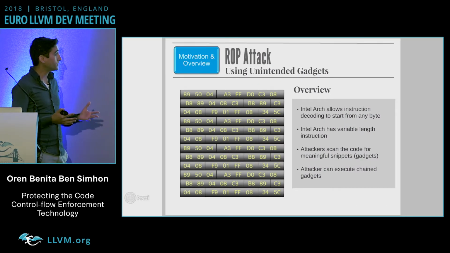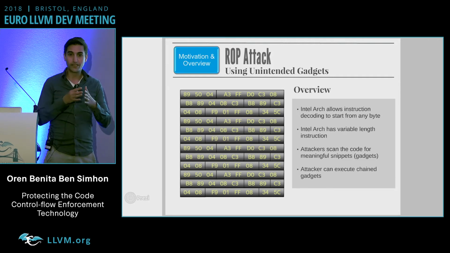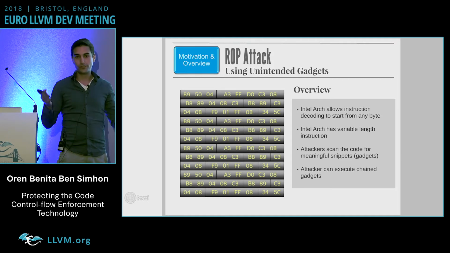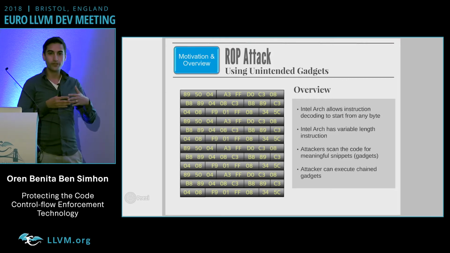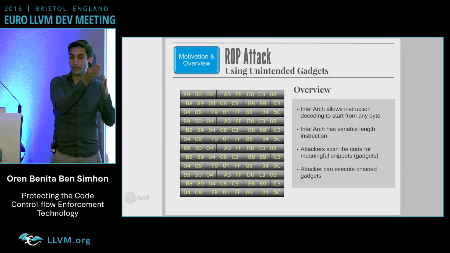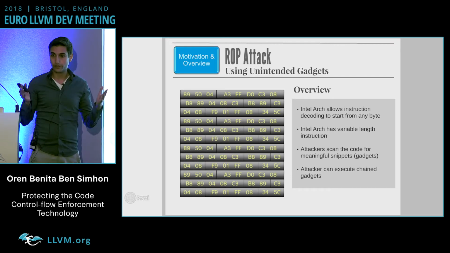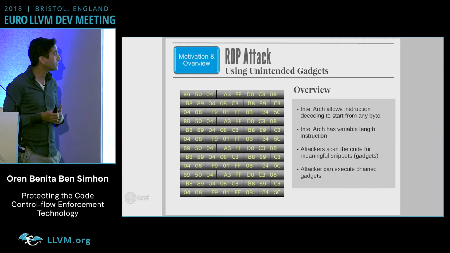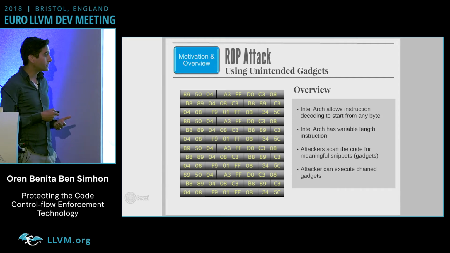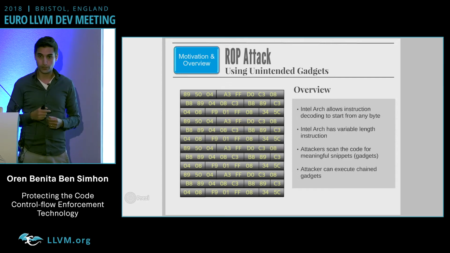So Intel architecture allows instruction decoding to start from any byte. It does it because it has variable length instructions. Okay? If all instructions were 32 bytes, then you wouldn't have any issue because you always start from an aligned address. But because the instruction length is variable, you can jump to any place. So an attacker can scan the code and try to find meaningful snippets, also known as gadgets.